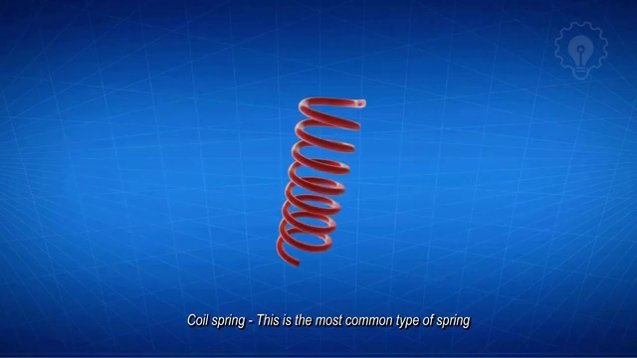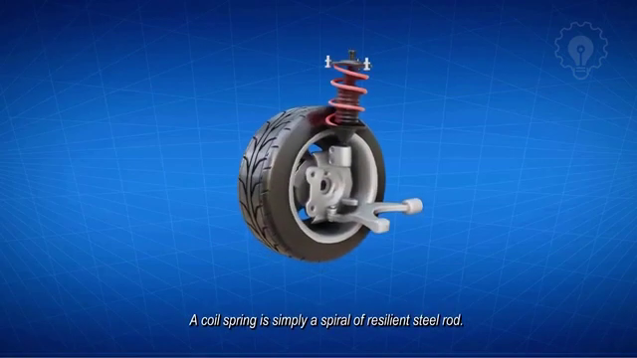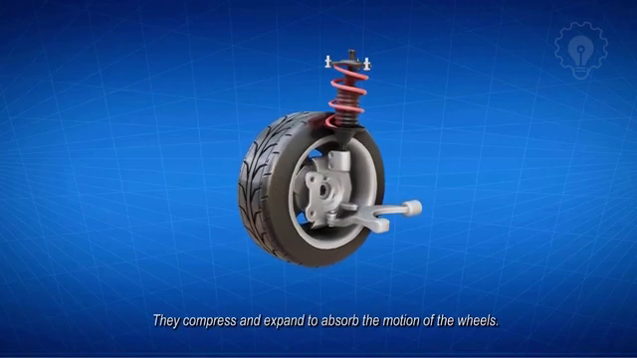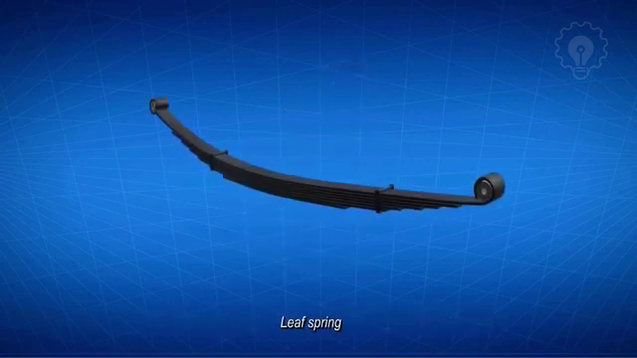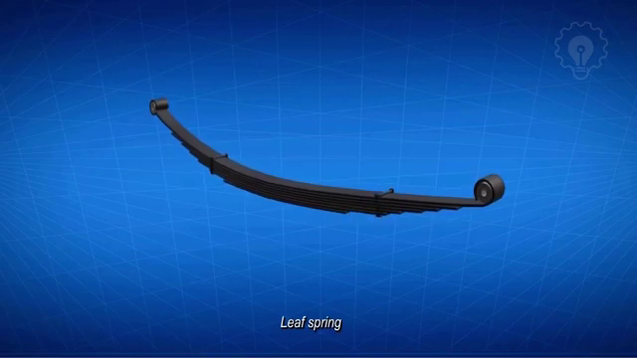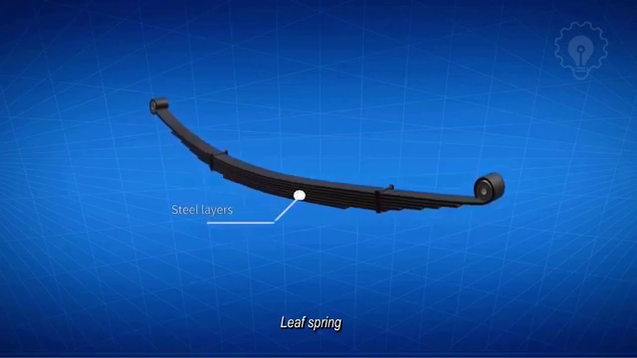Coil springs. This is the most common type of spring. A coil spring is simply a spiral of resilient steel rod. They compress and expand to absorb the motion of the wheels. The leaf spring is a basic form of suspension, which is made up of steel layers of different sizes, sandwiched on top of another. The steel is usually cut into rectangular sections, and then secured once with metal clamps.